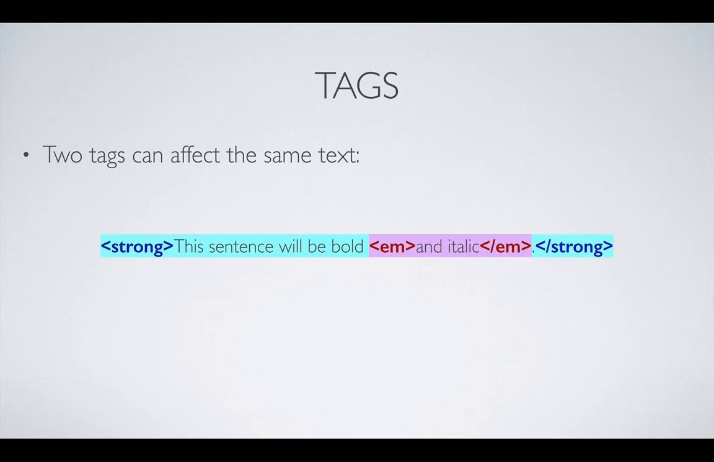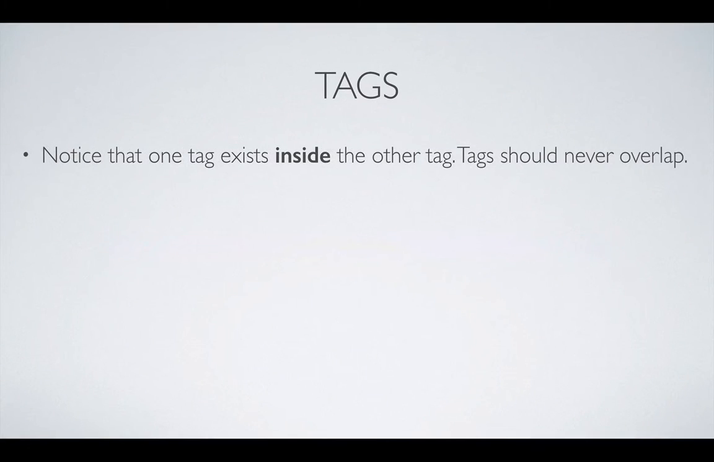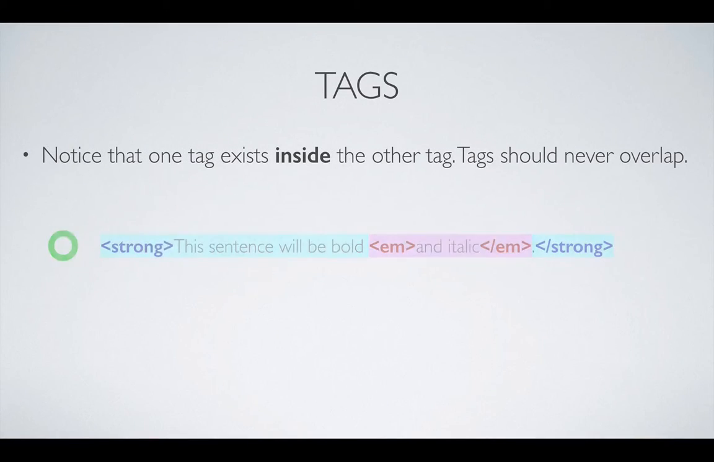So in this example, you can see that the entire sentence is bold, but I've added an italic at the end. So where you see the italic text, that would be both bold and italic. Notice, however, that the italic is inside the bold. The EM is inside the strong. So one tag exists inside the other tag.